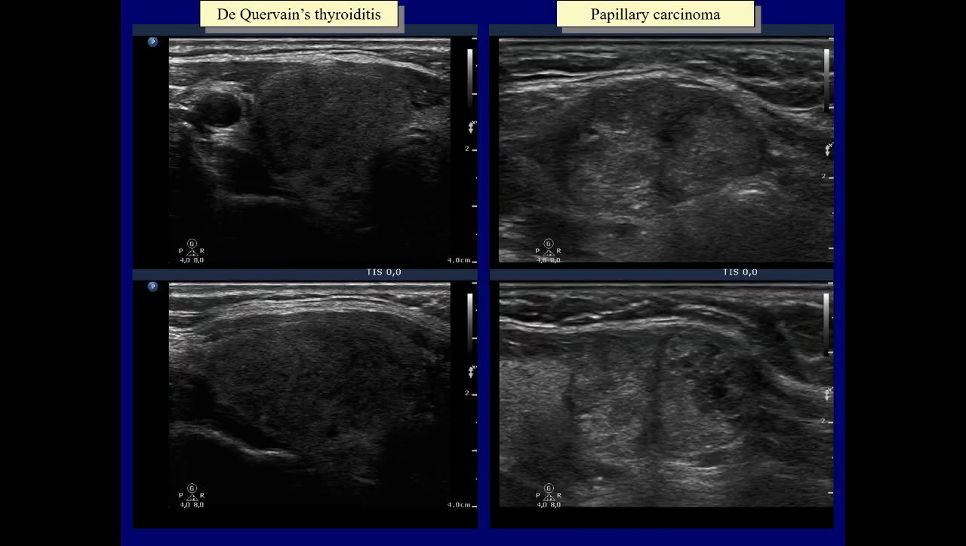The entire lobe is affected by thyroiditis and has a cloudy appearance. The papillary carcinoma involves a great part of the lobe and is presented in the form of multiple nodules with different echogenicity. The intranodular hyperechogenic granules do not fit microcalcification. These are presentations of fibrosis.